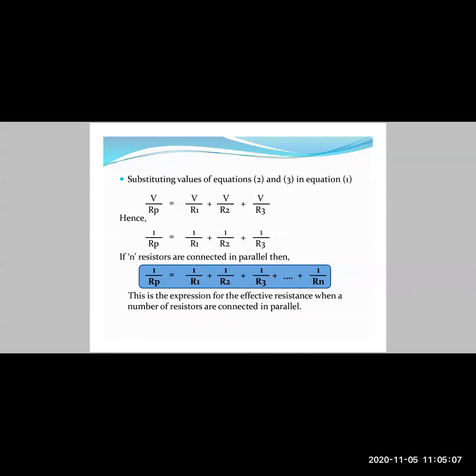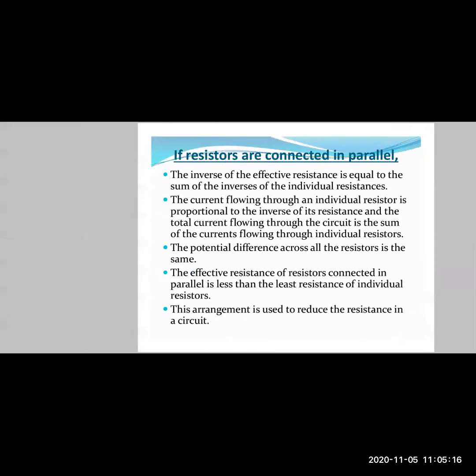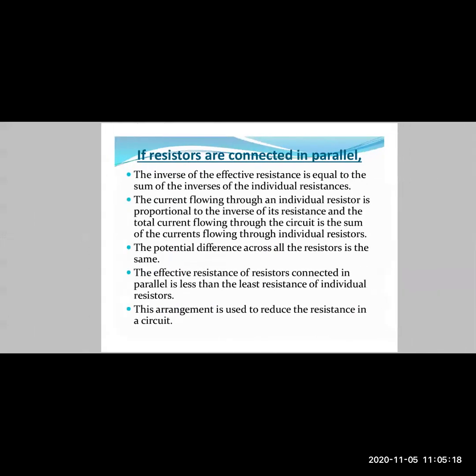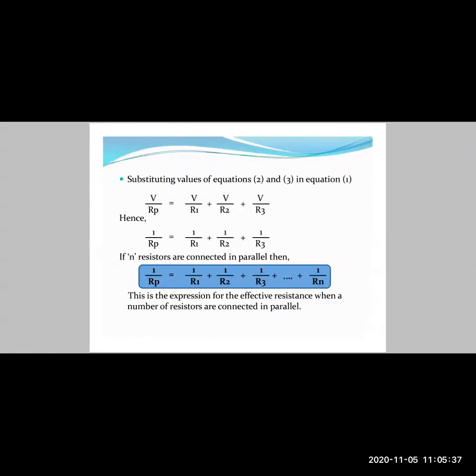Now let us further see the characteristics of the circuit when the resistors are connected in parallel. Let us see what things happen when resistors are connected in parallel. First point: the inverse of the effective resistance is equal to the sum of the inverses of the individual resistances. Inverse means 1 by anything is called an inverse. So 1 by Rp is the inverse of the effective resistance, as you can see in the equation below.